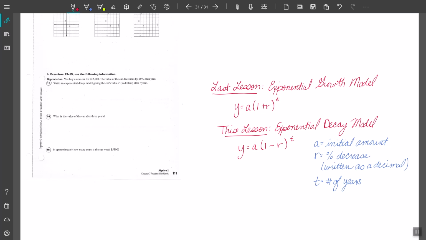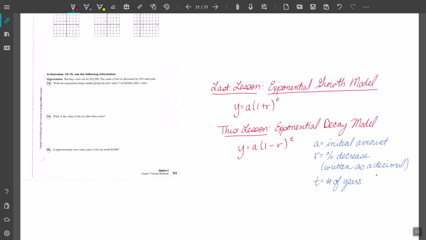So in the last lesson, you can see over here that I wrote out the exponential growth model for you. This is what we used in the word problem in the previous lesson. This is the exponential decay model. The only difference being that there's a difference inside the parentheses instead of a sum. But the variables stand for the same thing. A is the initial amount. So in this problem, that's going to be the value of the car, 22,500. The R is the percent decrease. How much are we decreasing? In this case, it's 25% each year that we're decreasing. So we're going to subtract that from 1, which is 100%.